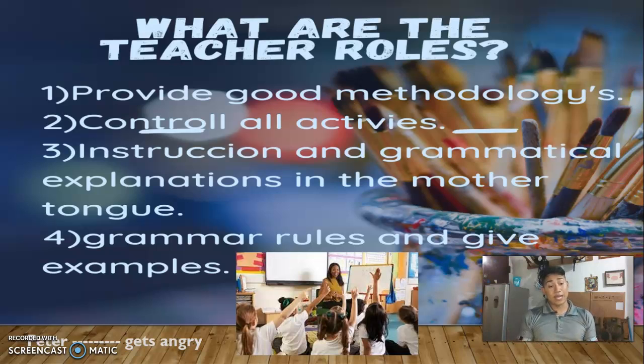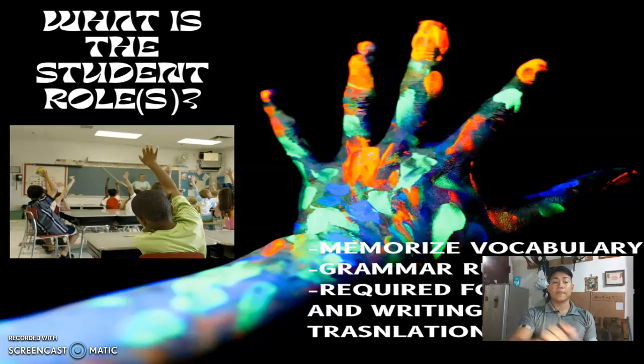For example, we have the example that says, Peter, and we can see there is a space, gets angry. What does it mean? The students need to understand and provide the answer for which word or verb we are missing. In that case, it is Peter always gets angry. And then, what is the student's role?